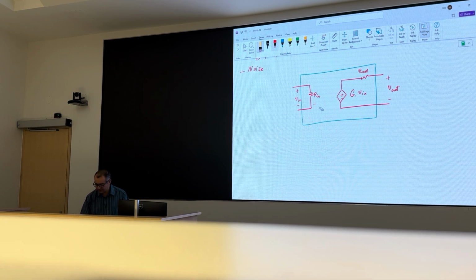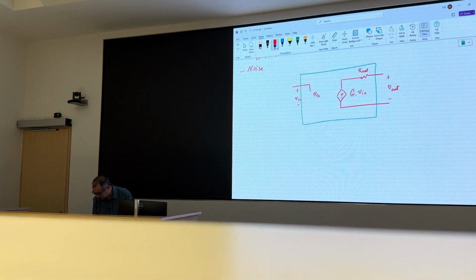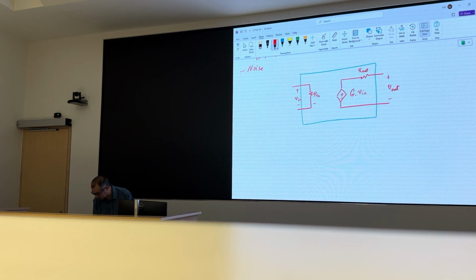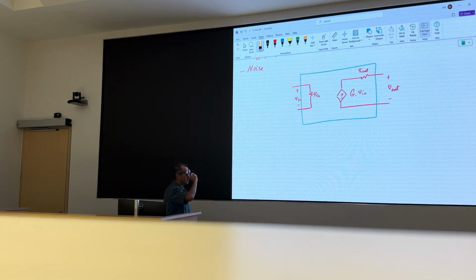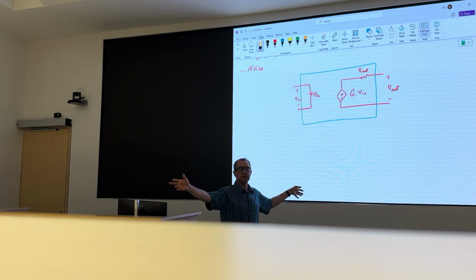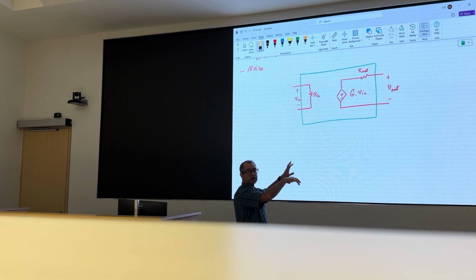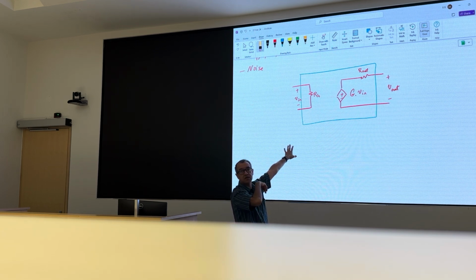Okay. This is the generic model for a voltage amplifier. It's as if I've taken a huge circuit and used the Thevenin theorem a few times on that circuit, reduced it to just these 3 components.